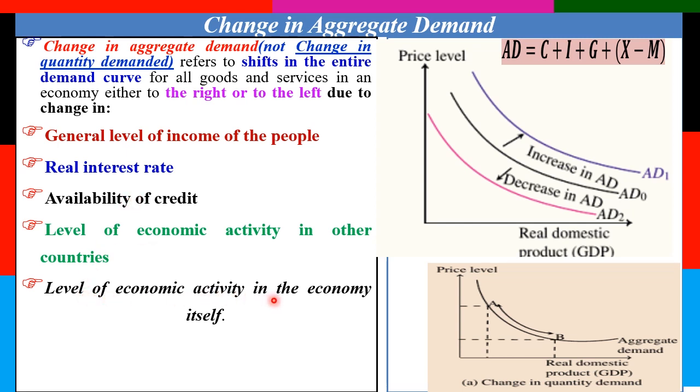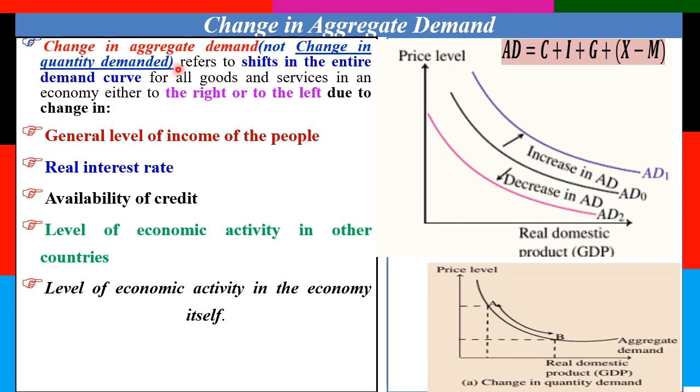And the level of the economic activity in the economy itself within a country also can affect what? The aggregate demand curves. So in general, we can say that those variables are the aggregate demand shifters. They shift the aggregate demand either to the right or to the left. An upward shift in aggregate demand implies an increase in aggregate demand. An inward shift in the aggregate demand shows the decrease in the aggregate demand.